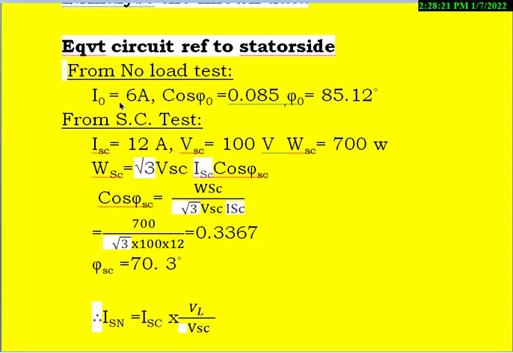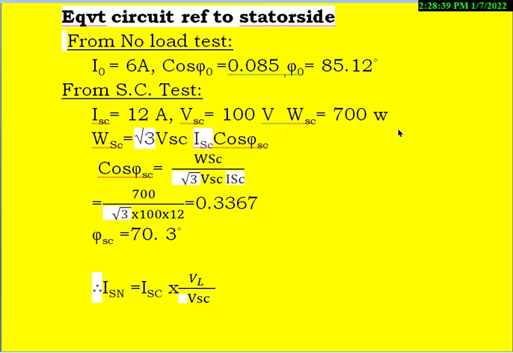From the no load test, the data given is no load current of 6 amperes and a power factor of 0.085. From that we can calculate the no load power factor angle, which is 85.12 degrees.